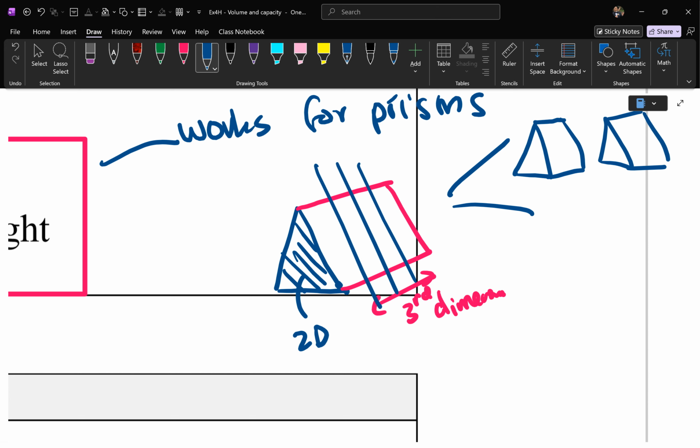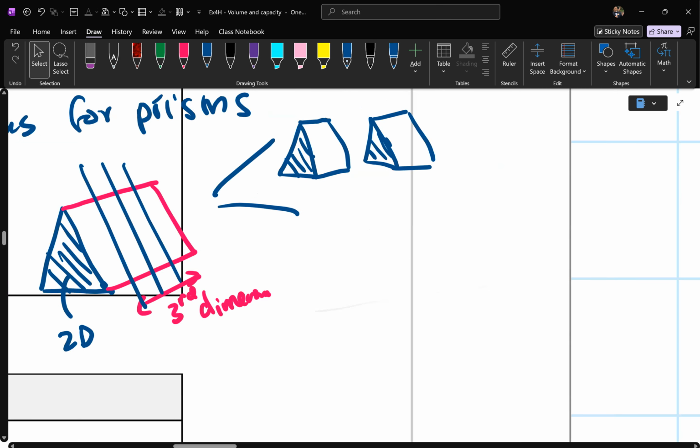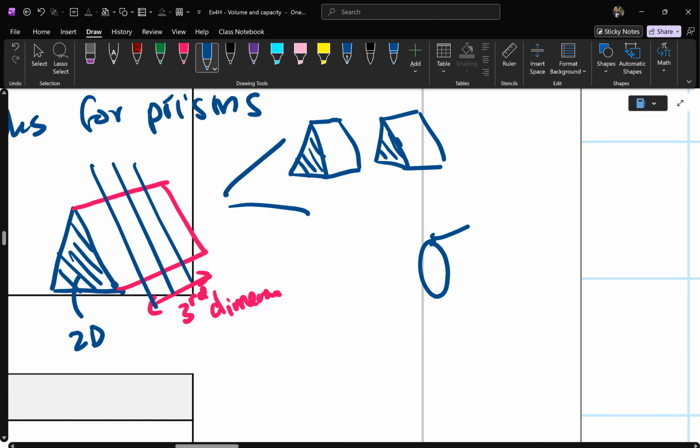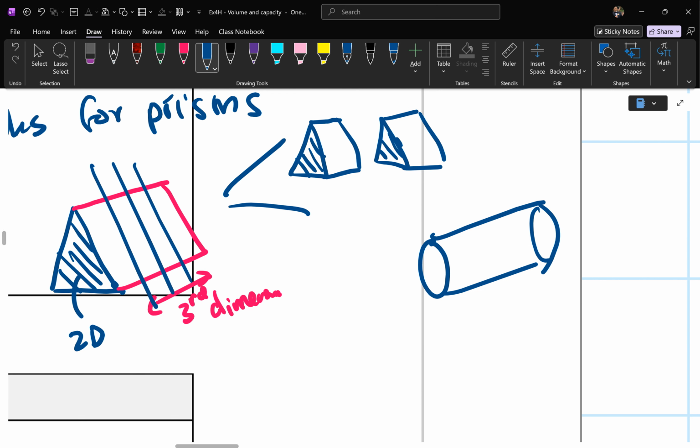See, a prism is the idea that no matter where you cut it, the faces at the front and back are always going to be the same. That's why a cylinder, if you think about a sausage or a pipe, when you're cutting pipes, no matter where you cut the pipe, the front is always the same shape. That is called a prism.